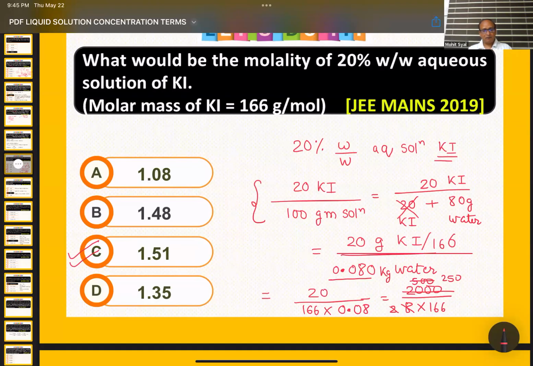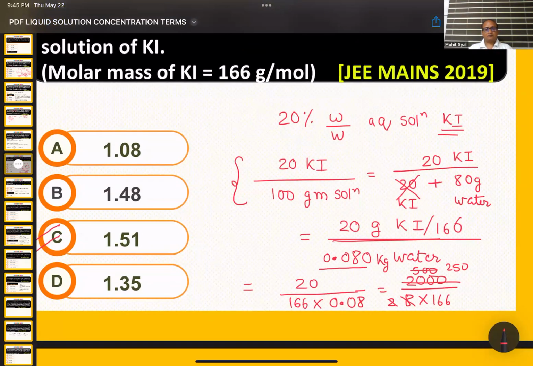Actually, you have to be very careful while doing the calculation because all options are very close to each other. So, Jaslin, is it clear? Ibrahim? Yes, sir. 1.506. 1.5, right, Jaslin? And I don't use any of the fancy formulas.